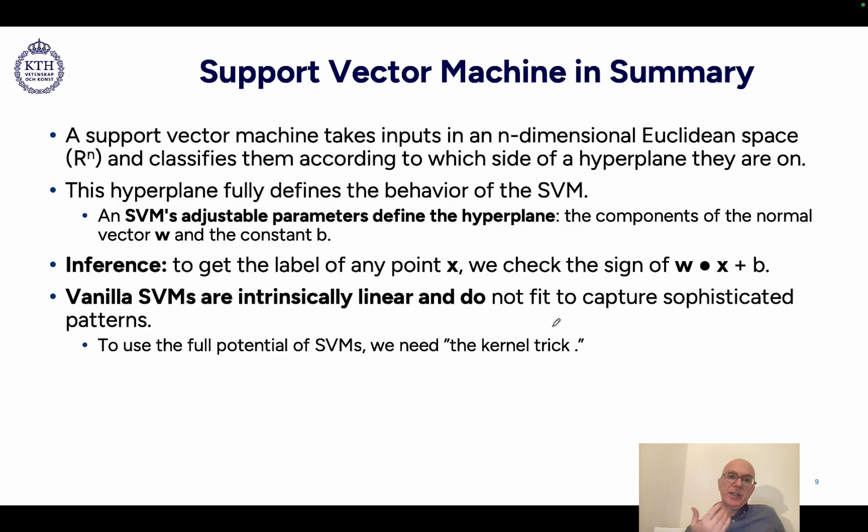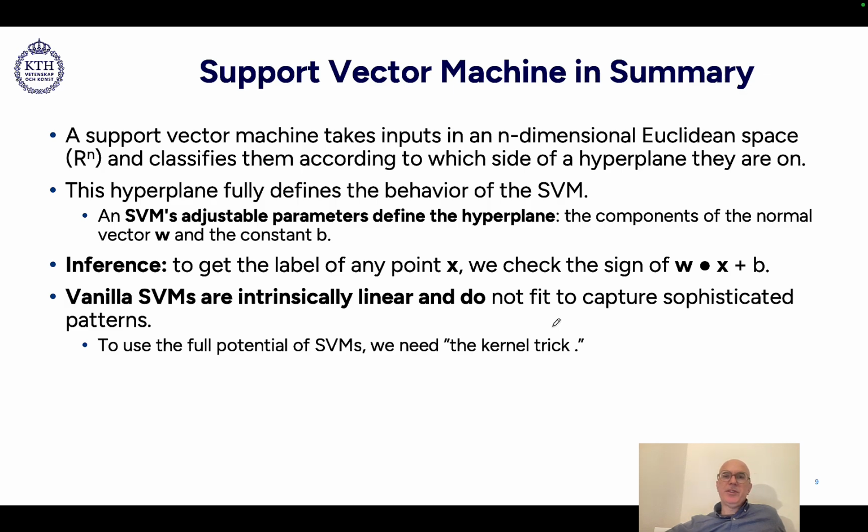We have adjustable parameters that define the hyperplane, and these are the results of our training. These adjustable parameters are the vector w and the constant b. Again, we can find these during the training. The inference step in the SVM is to get the label of any point x, and for doing that we just check the sign of w inner product x plus b.